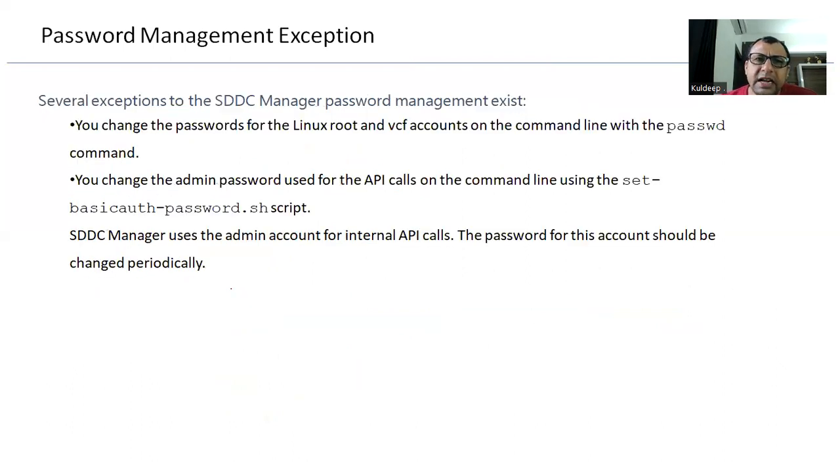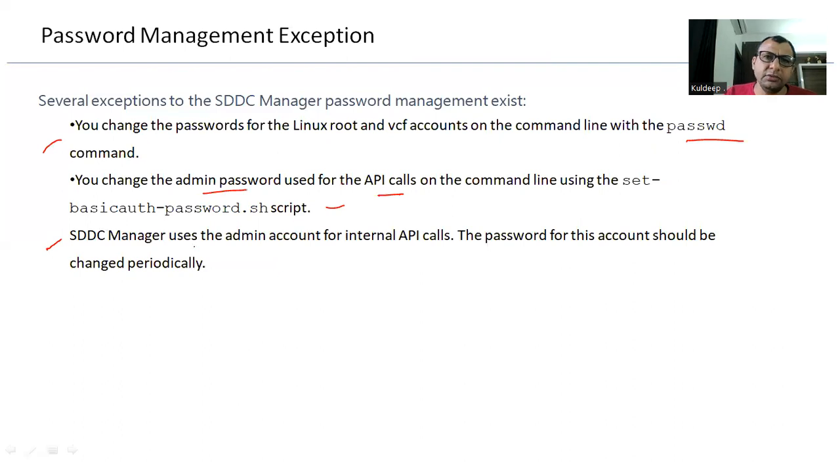Besides that, the SDDC Manager's own default password you can change through the API console, or by logging into SDDC Manager using the PuTTY command. You can change the password using the passwd command, or the password used for the API. You can change the admin password that is used for API calls, set basic authentication by running the script, and then you will be allowed to update your password.